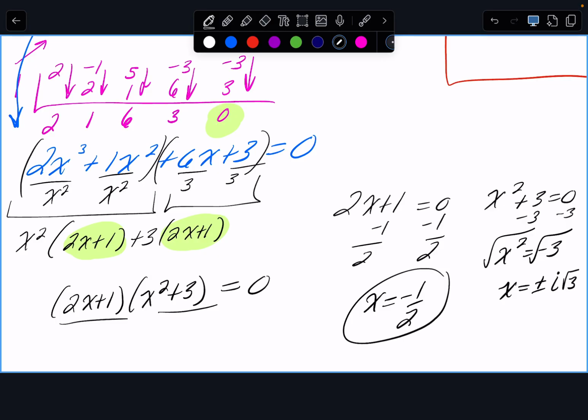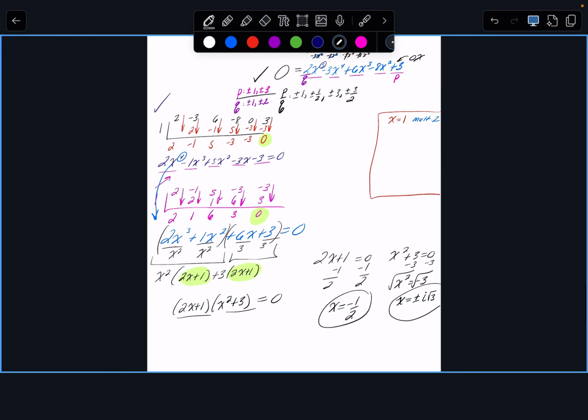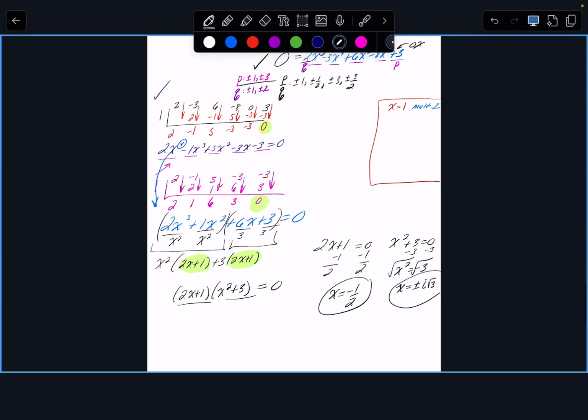So my question is, should we list that or not list it? Read our instructions. Find the real solutions. So we're just going to add x equals -1/2 to our final answer. There should be 5 solutions. There was. Look, there's our 2 imaginary. 1, 2, 3, 4, 5. So we found all the solutions. They just didn't want me to list the imaginary ones.